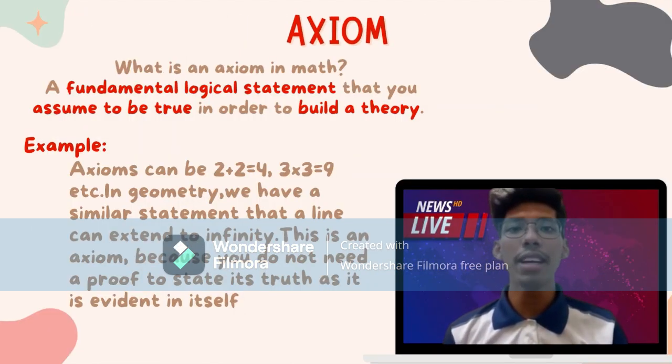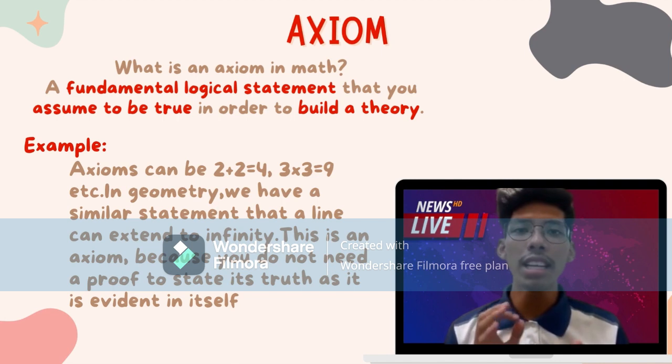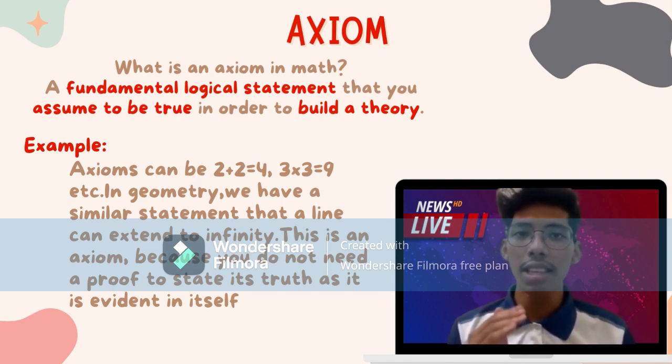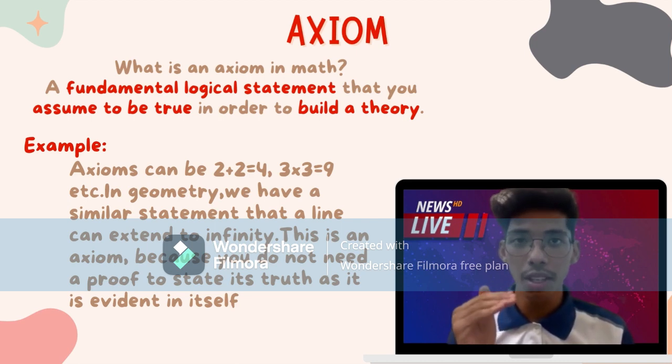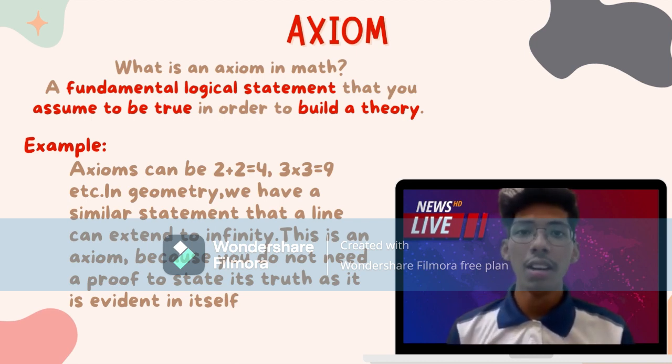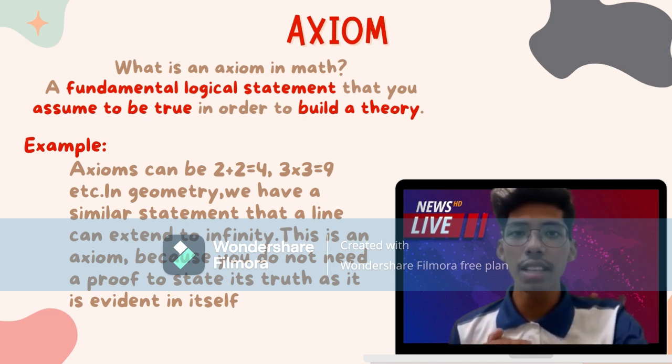So let's go back and have a flashback on what an axiom is in math. That is a fundamental logical statement that you assume to be true in order to build a theory. For example, an axiom can be 2 plus 2 is 4 and 3 times 3 is 9, etc. In geometry, we have a similar statement that a line can extend to infinity. This is an axiom because you don't need a proof to state its truth, as it is evident in itself.